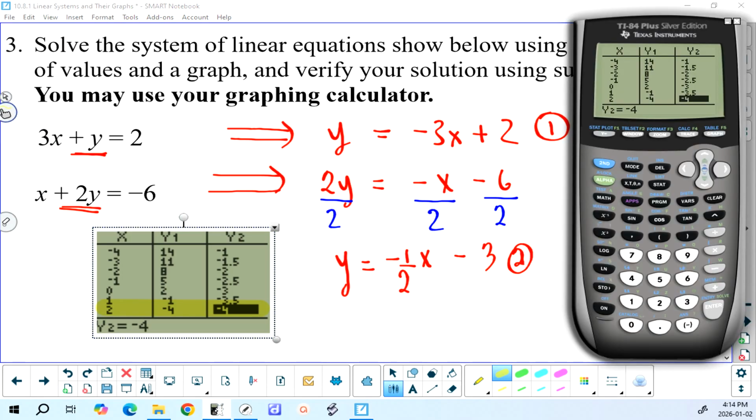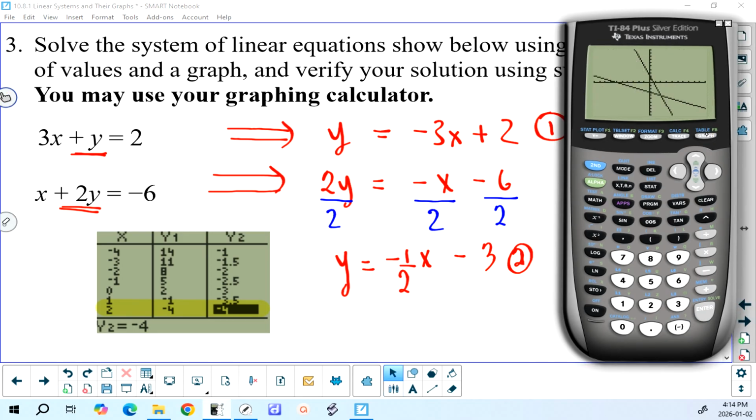If you want to do it graphically, you can just graph this instead. There are the graphs. I can choose the calculate menu, intersect, and then enter, enter, enter. And you can see it's x equals 2, y equals negative 4.